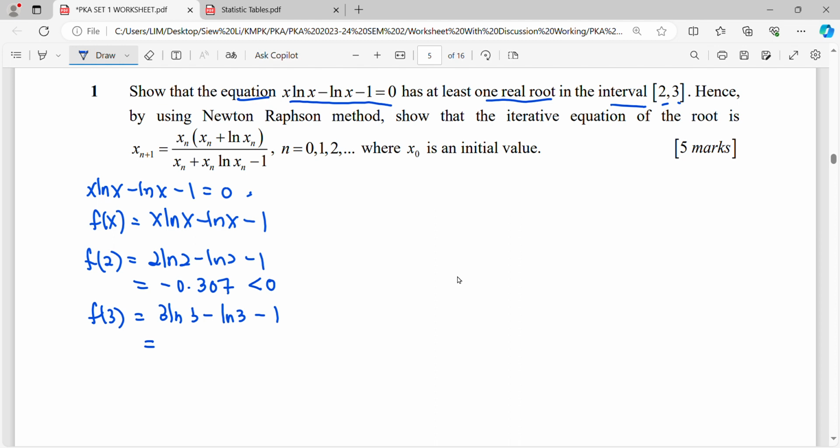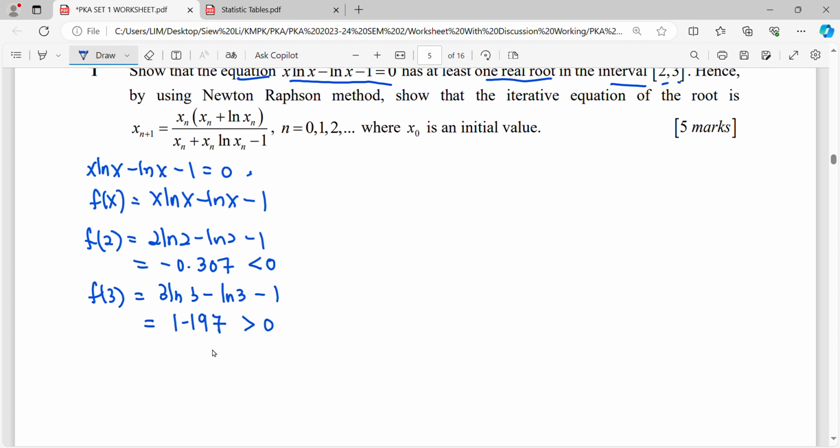Then when you substitute 3, we get 1.197. Make sure your answer is more than 3 significant figures. Like this one, f(2) is 3 significant figures already. This one is 4 significant figures. You'll be alright. So this is positive. You make the symbol f(3) is bigger than 0.